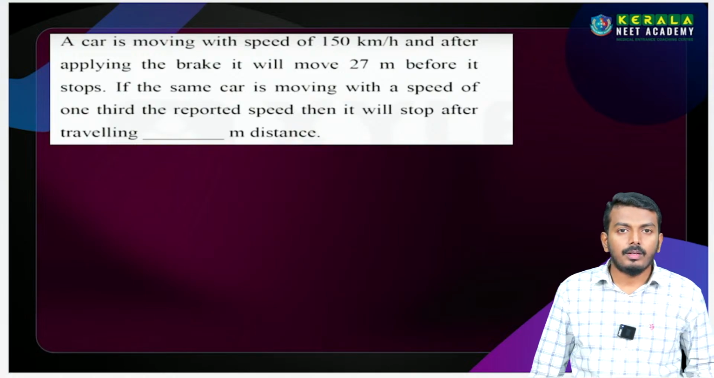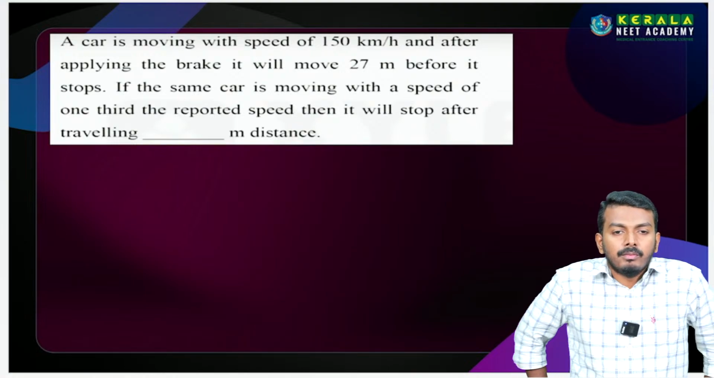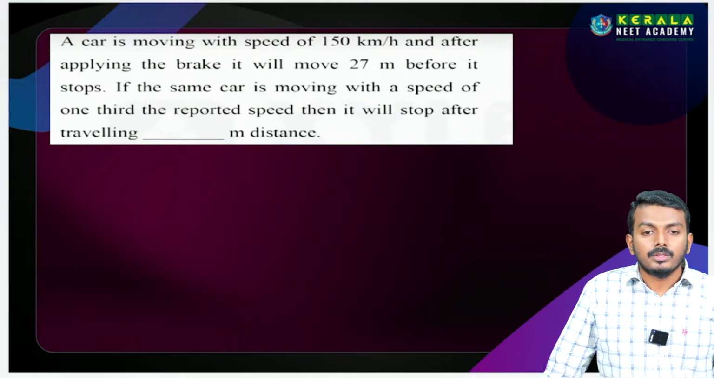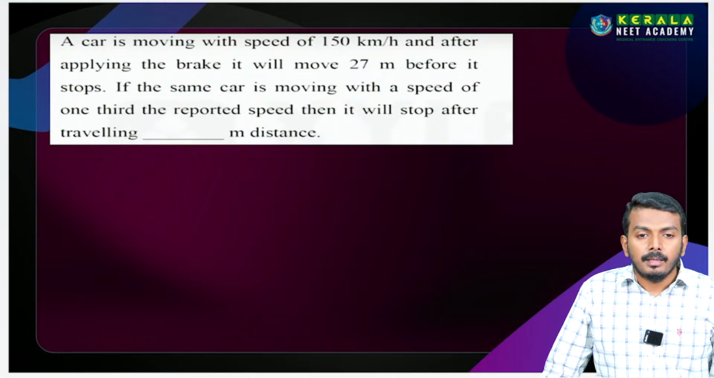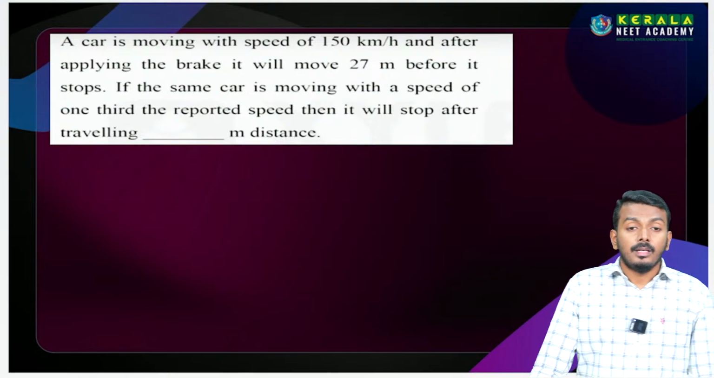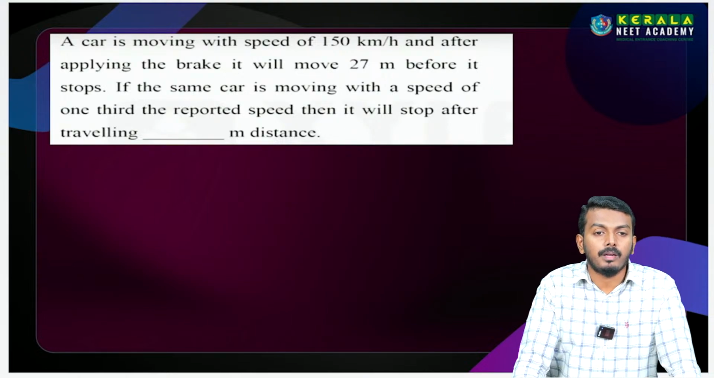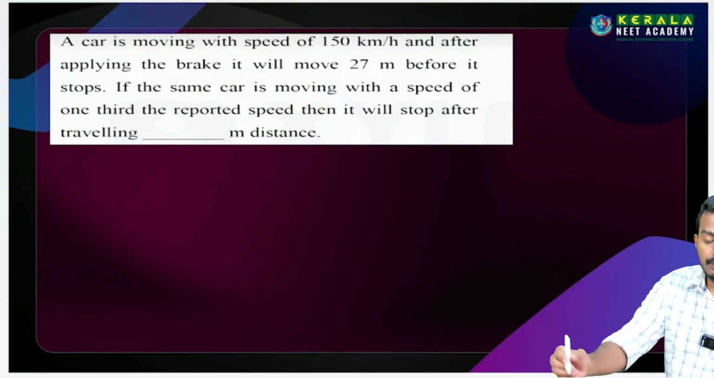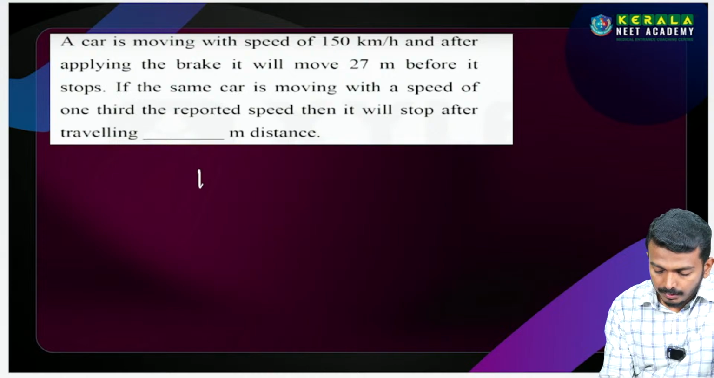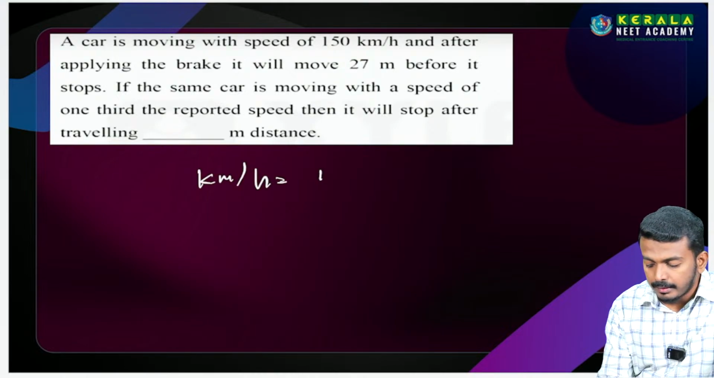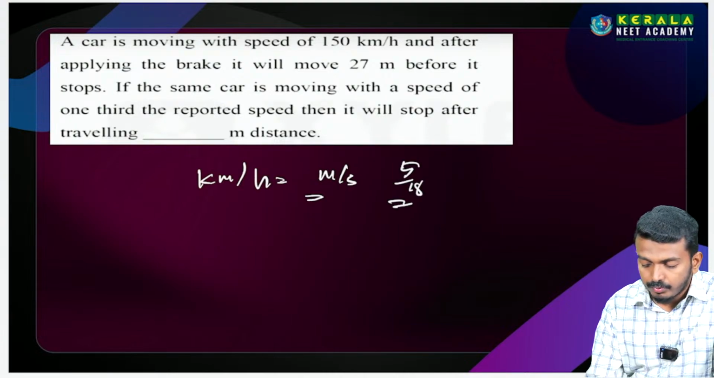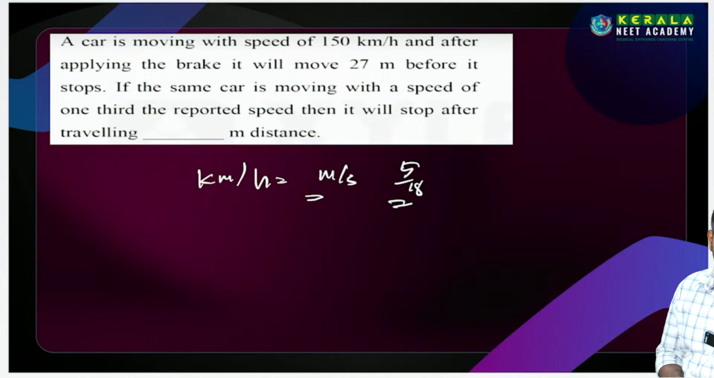Yes. What is given in the question? A car is moving with a speed of 150 km per hour and on applying the brake, it will move 27 meter before it stops. If the same car is moving with 1/3 of the reported speed, then it will stop after traveling dash meter. You know how to convert kilometer per hour into what? Meter per second. You just multiply by 5 by 18. Everyone knows this concept.